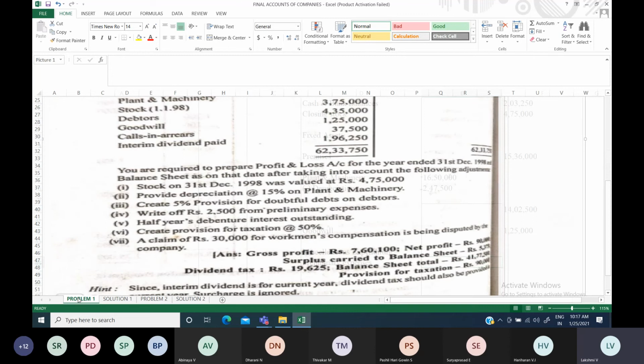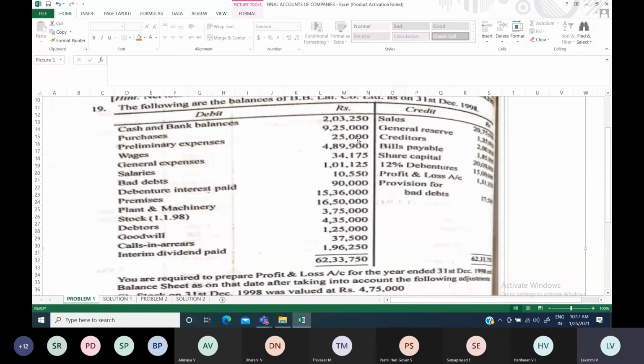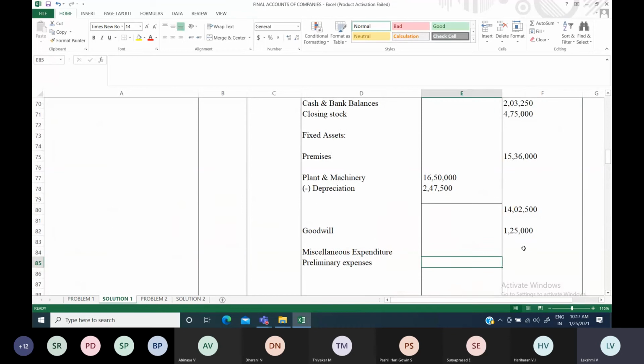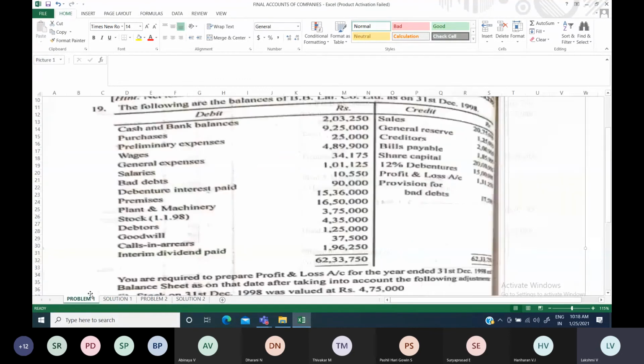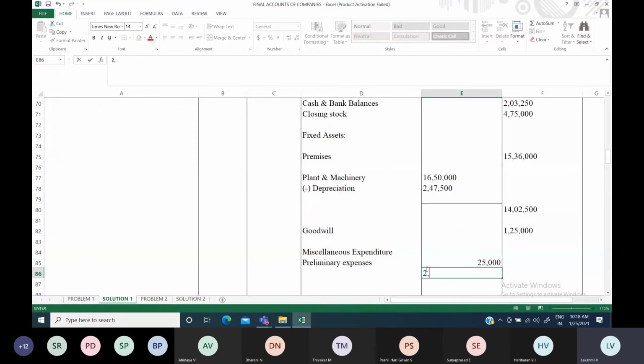Preliminary expenses, 25,000 actually. If we don't have any written off, we can enter in the final column. If we have written off, you have to mention it in the first column only. 25,000 minus written off, if you see, 2,500, they themselves gave you. They have given preliminary expenses written off 2,500. Okay. So this is the written off actually.